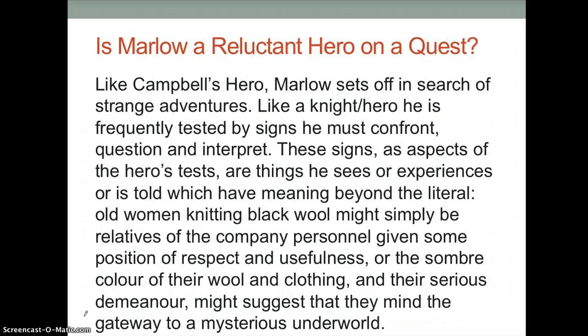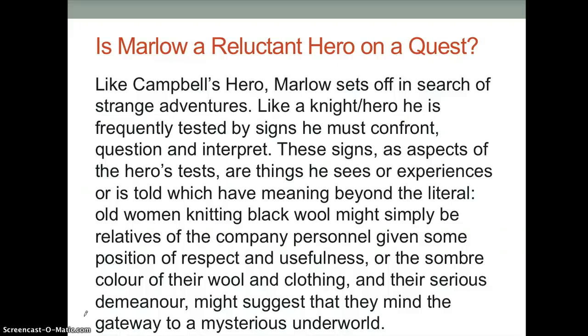So could we see Marlowe as a reluctant hero on a quest? He sets off on a strange adventure. He's a bit like a knight or a hero in that he's frequently tested. We see the tests carrying with them signs.